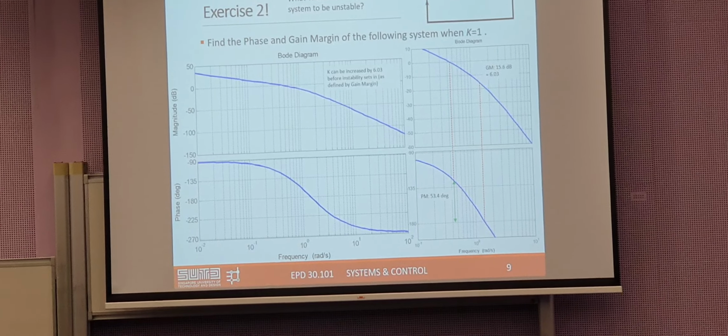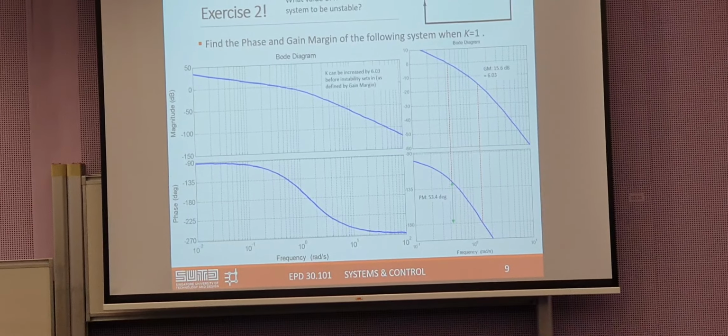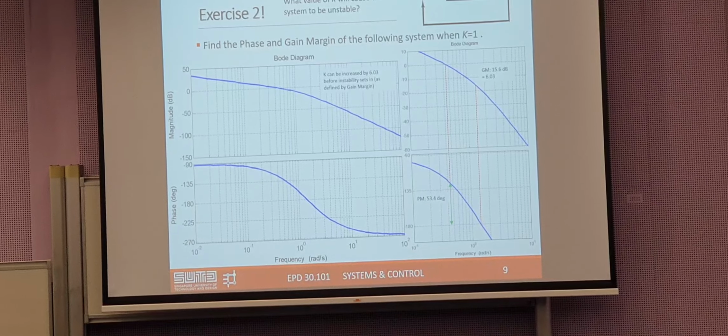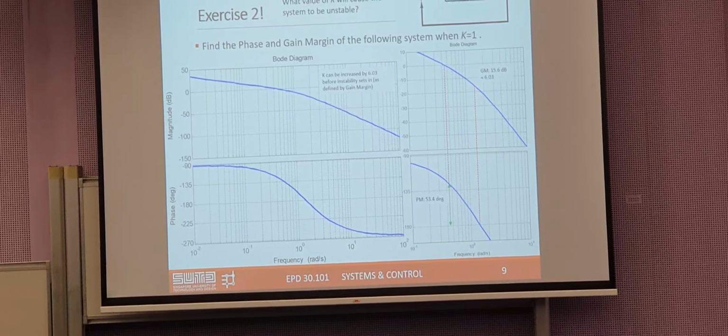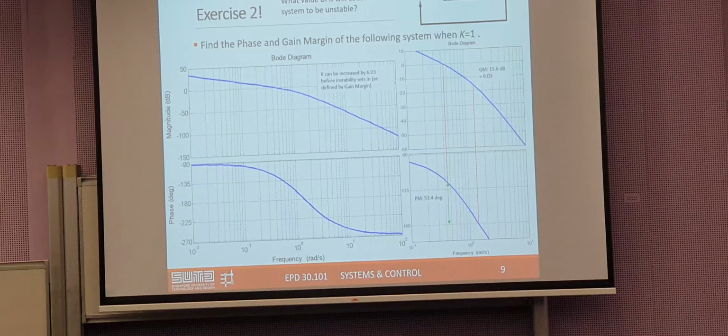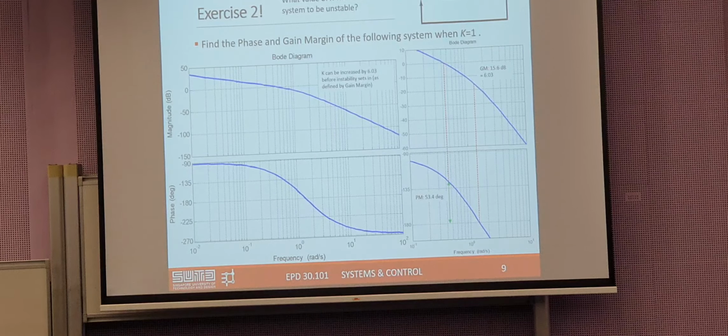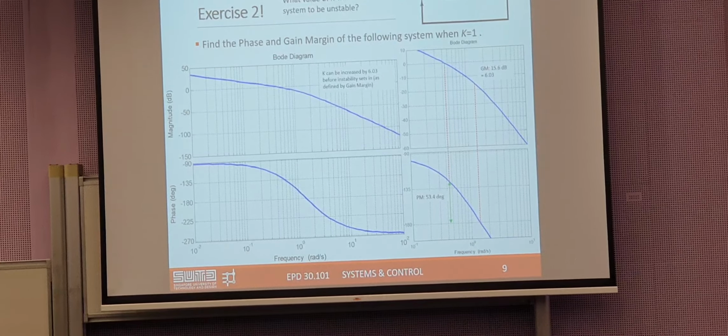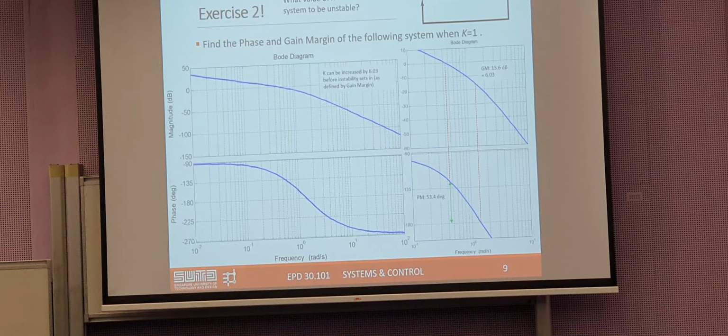Yeah, so gain margin will tell you the K value here, how much room you have to take. Ideally, you want your system to have as high a gain margin as possible, so that you have more room to play. If you find that your system has a very small gain margin, that means you're operating very close to the stability boundary.